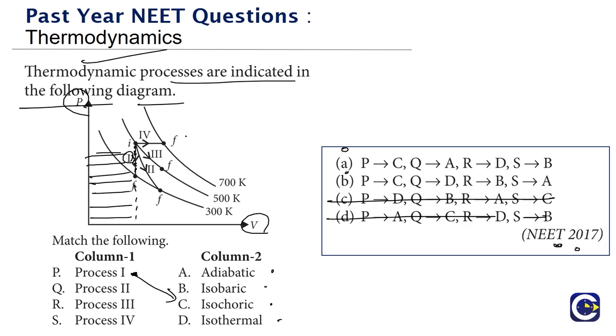Okay, now look at 4. Why I am saying 1 and 4 is because one is a vertical line, the other is a horizontal line. 4 is what? Horizontal. Horizontal line means what? The height or the pressure will be constant. So for the 4th, pressure is constant, means what? It must be isobaric. So process 4, which is S, should be what? Isobaric, means S should be matched to B. So where is S matched to B? Only in option A. Only in option A we have S matched to B.